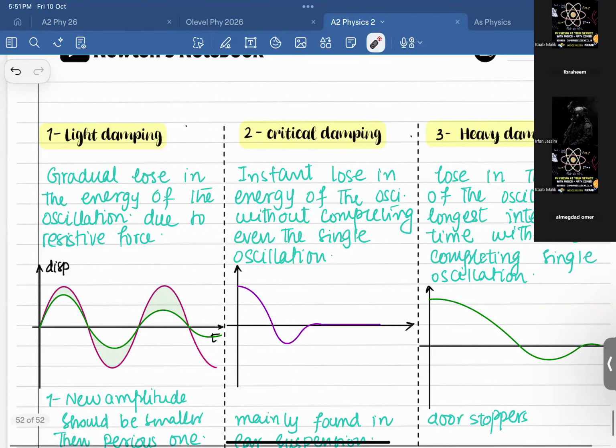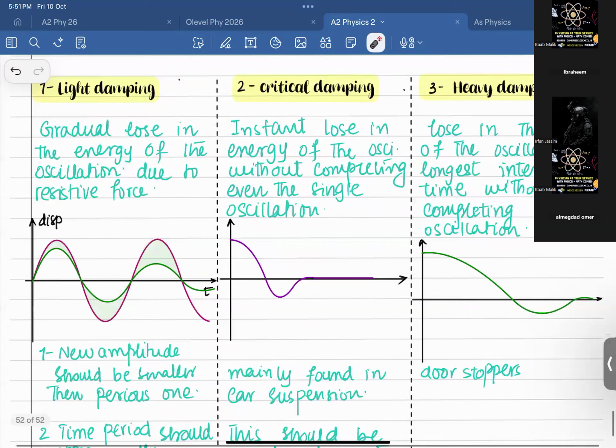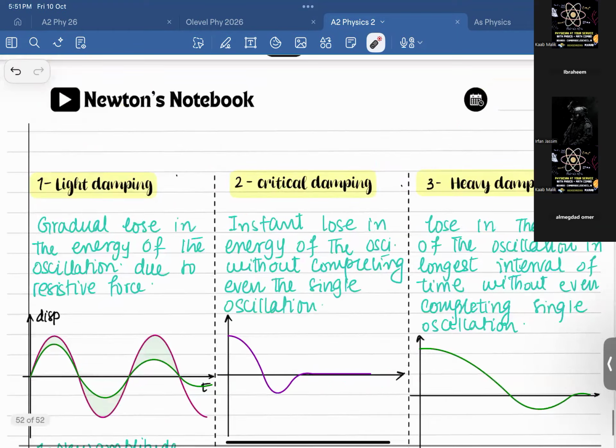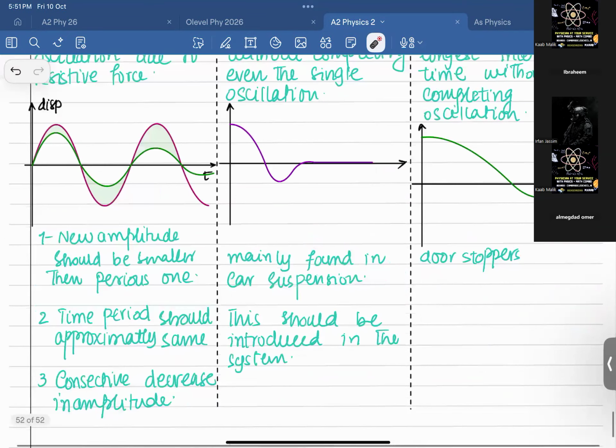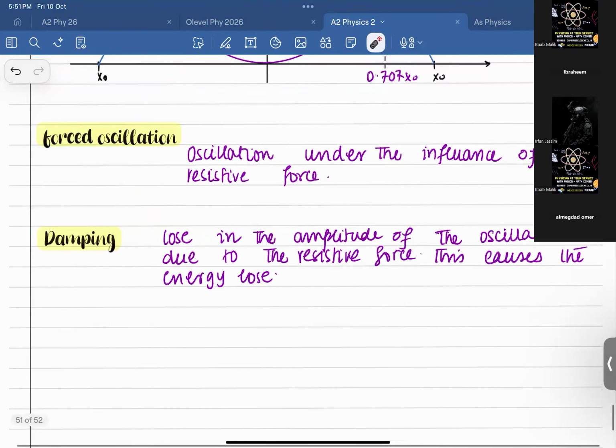If you look at the graph of heavy damping, it is basically very long. This is because it requires a lot of time to get back to its original position. You can use it in door stoppers, these types of things. So this is one concept of damping. These are the types of damping, right?